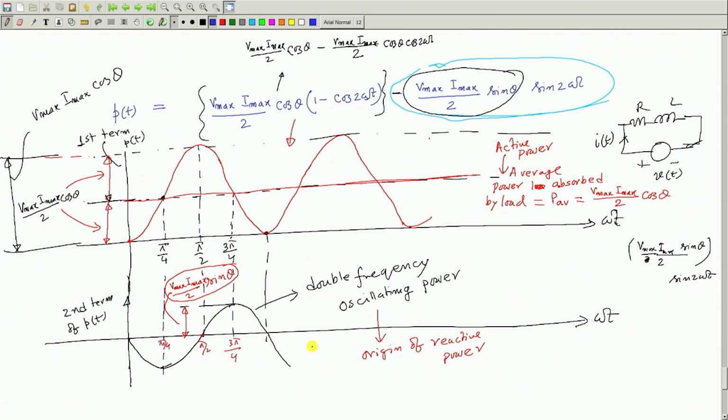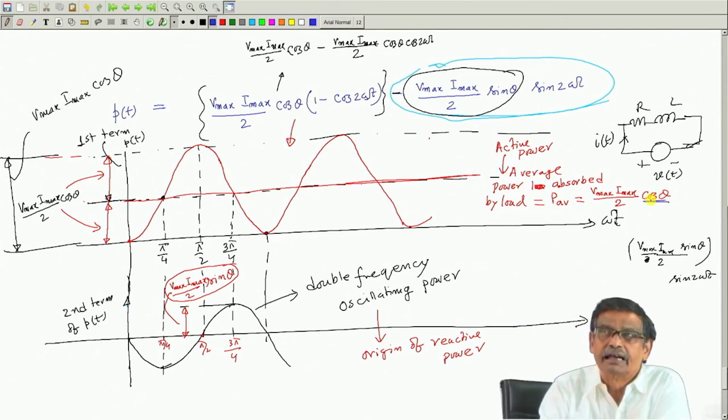Your electricity bill is charged on the basis of this average power you are consuming. We will in the next class tell you something more about this power factor and its implication. Thank you.